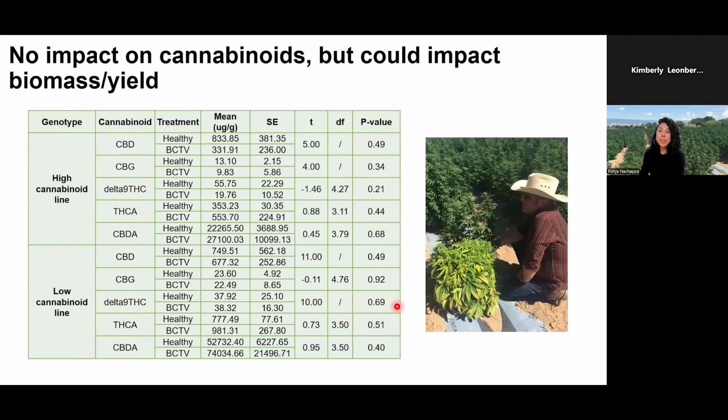But we did find significant impact on biomass and flower yield. You can see a picture here. This is one of our grower collaborators, John House, with the BCTV infected plant compared to a healthy plant. Other states like Arizona have reported 100% loss in the crop. And just last year, at one of our field sites, we had over 50% infection and loss of the crop. So the impact can vary depending upon the variety and the location.